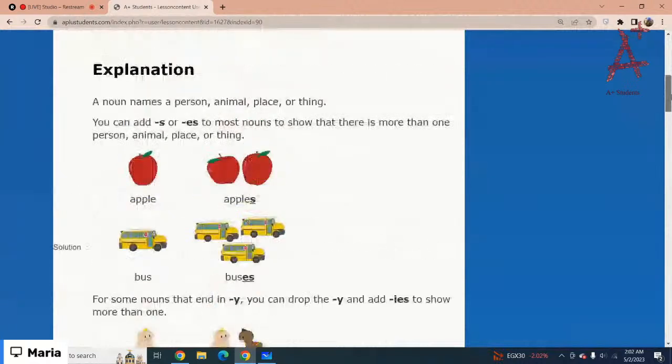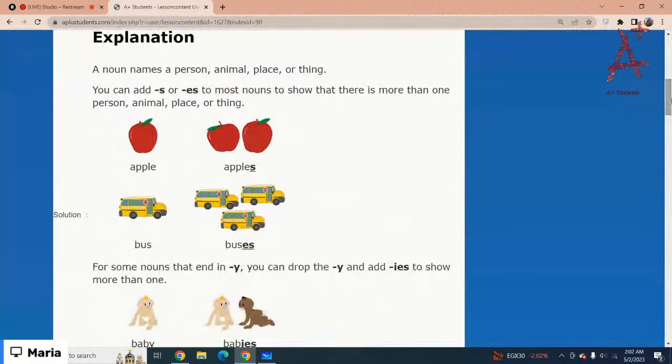Basically, how do we make plural nouns, and what are plural nouns? Let me explain. A noun names a person, animal, place, or thing. That is the definition of a noun. You can add s or es to most nouns to show that there is more than one person, animal, place, or thing. Like apple and apples, you just added s to apple. Then you have bus and buses, you added es to make the plural. Got it?